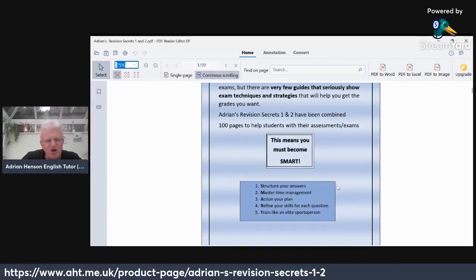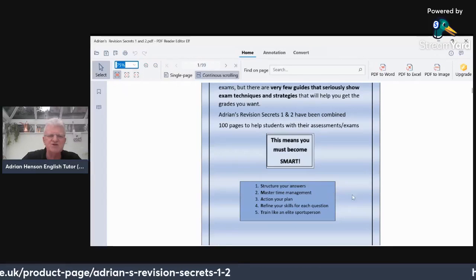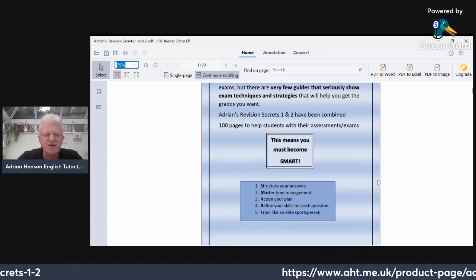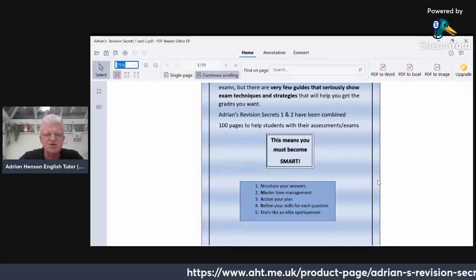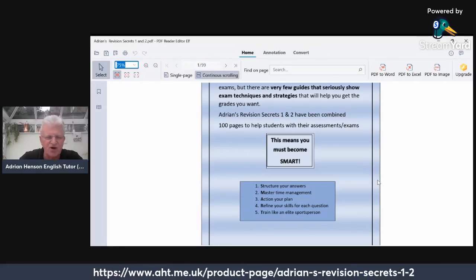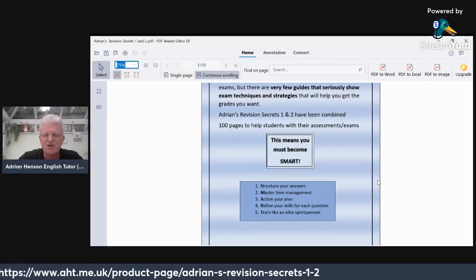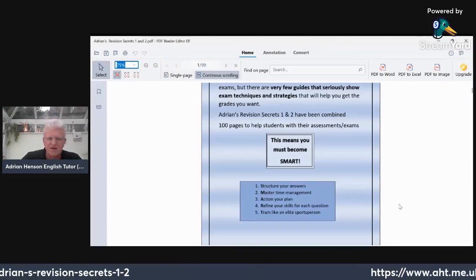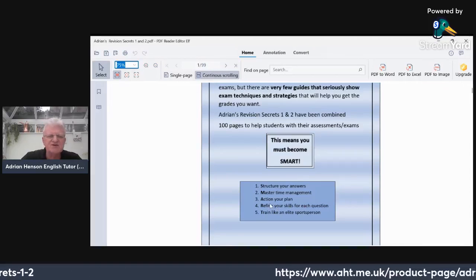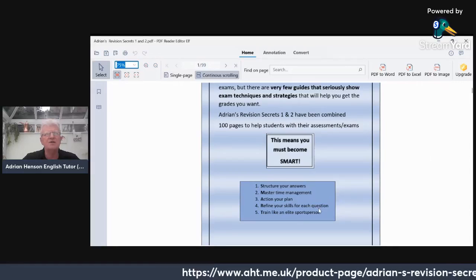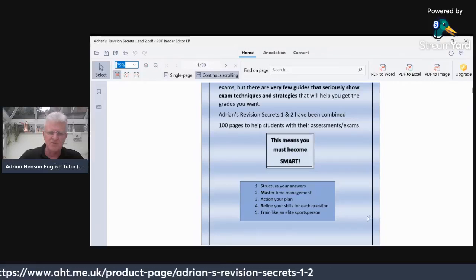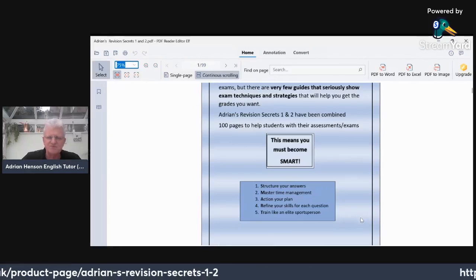The second one is mastering time management. In these guides, these workbooks that I've put together, I believe that Year 11 students should start taking control of the exam, not the exam controlling them. So I have built a strategy. Then we've got number 3, action your plan. When you've worked out how you're going to structure answers and manage your time, you can then start putting your plan into action.